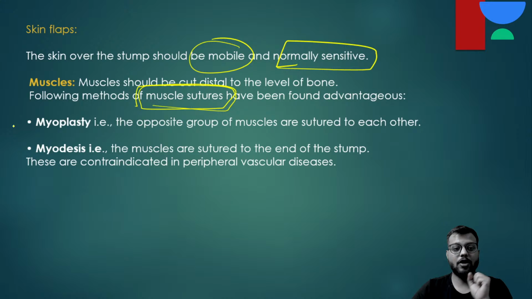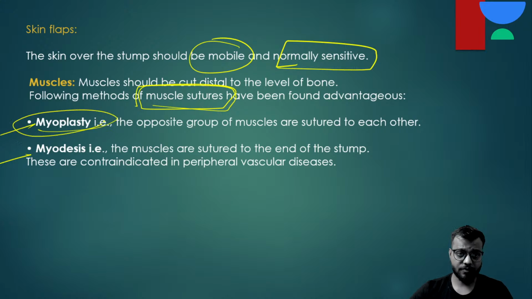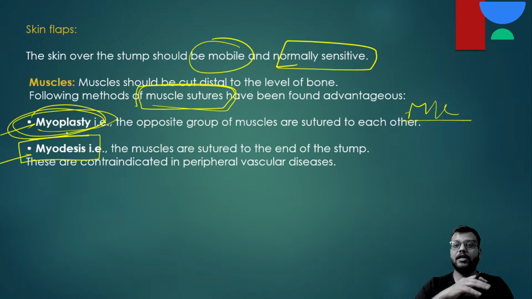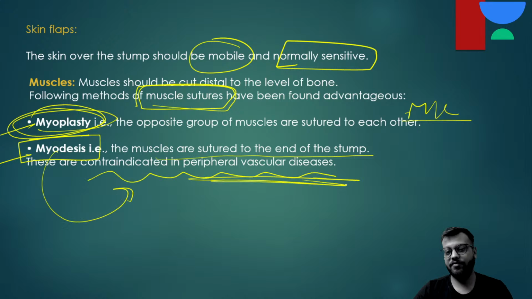अब सूचर्स जो होते हैं, ये मसल सूचर्स, ओके, नॉट स्किन, मसल सूचर्स, दे आर टू टाइप्स, माइलोप्लास्टी और माइलोडेसिस. अगर ऑपोजिट ग्रुप ऑफ मसल्स को यू सूचर टू ईच अदर, ओके, like the flexors and the extensors, or at the opposite side, then this is called as myeloplasty. It is done most commonly. And second is myelodesis, where sari muscles ko you suture with the amputation stump, okay, or the end of the stump. This is called as myelodesis, and it is contraindicated. Myelodesis is contraindicated in PVDs, peripheral vascular diseases.